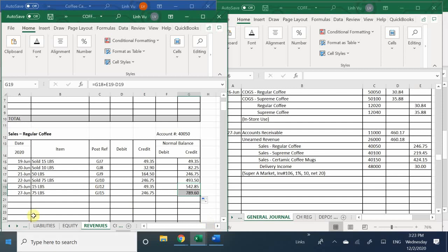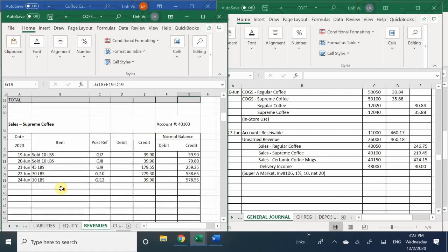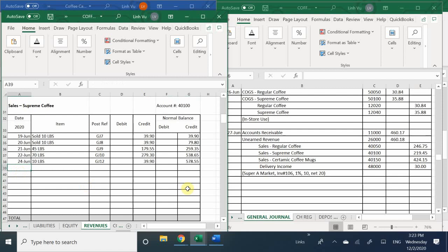Okay, and we're going to Supreme Coffee, which is 4100, and underneath, the date of 27th, and that was 55 pounds. General Journal 15. Credit column of 219.45, making the new total there $798 even.